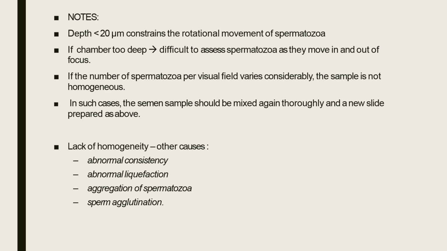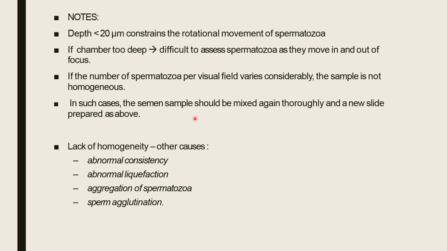If it is less than 20 micrometer, it would hinder the rotational movement, and we would have an increased number of asthenospermia, that is decrease in motility, and that would be due to the chamber actually. So if the chamber is too deep, then we cannot assess the spermatozoa while moving. So we have to keep it up to 20 micrometer.